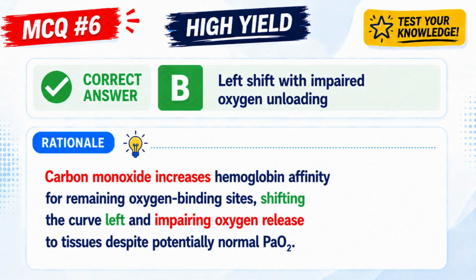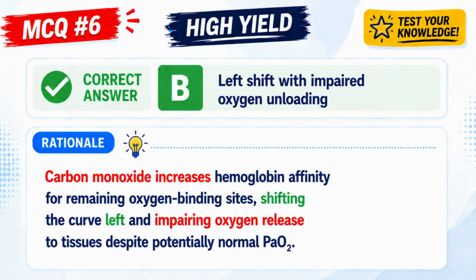Second, and this is the insidious part, the CO binding changes the shape of the hemoglobin tetramer. The remaining oxygen binding sites develop increased affinity, left shift. Hemoglobin loads oxygen but will not release it. The blood carries oxygen. The pulse oximeter reads high because standard pulse oximetry cannot distinguish oxyhemoglobin from carboxyhemoglobin. Your patient's saturation reads 99%, and they are dying from tissue hypoxia.